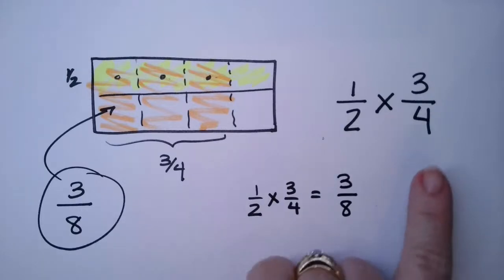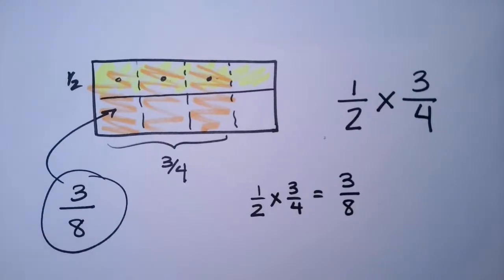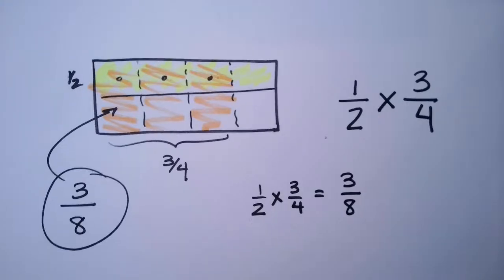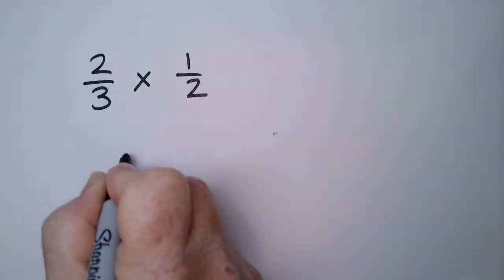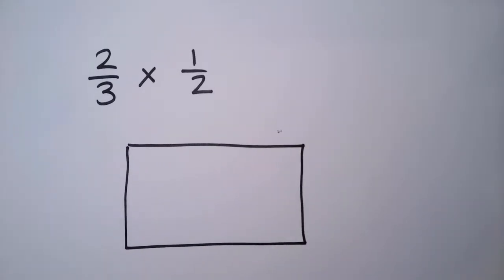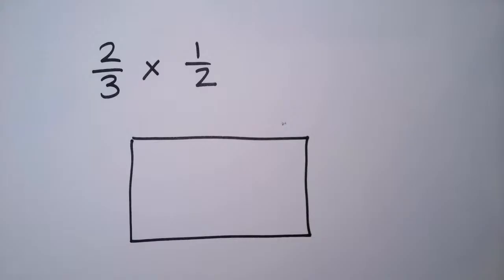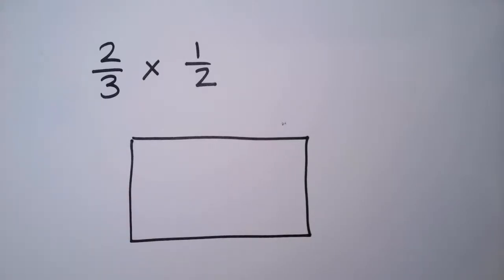Does that make sense? So we have the math part, the numbers part, and then what it means. And that's what this part is up here. Excellent. Good. Now I want you to try. Give me a model for 2/3 times 1/2. So draw yourself a rectangle, a 4-sided shape. All right, can you draw me the model for 2/3 and 1/2? Go for it.